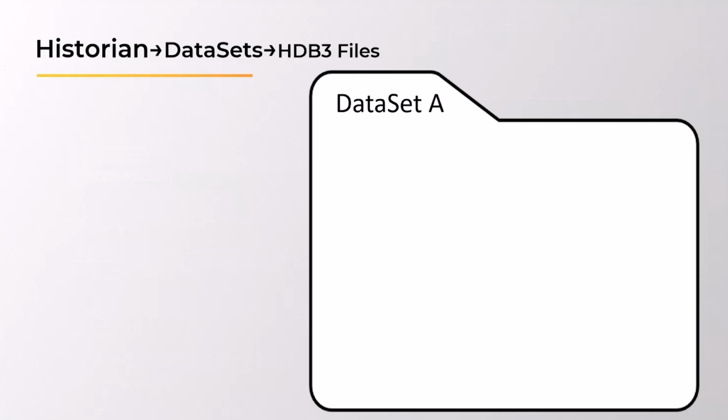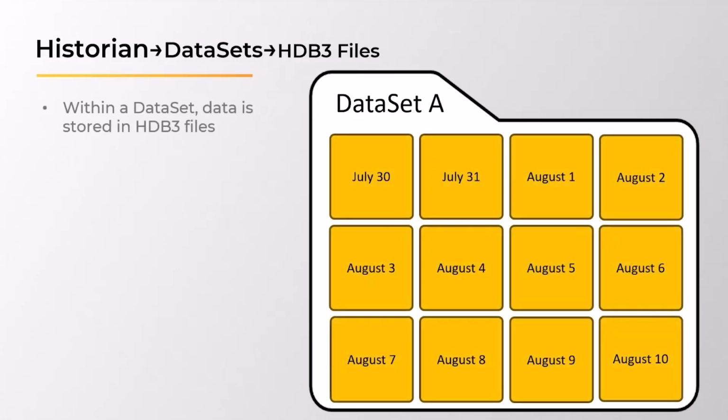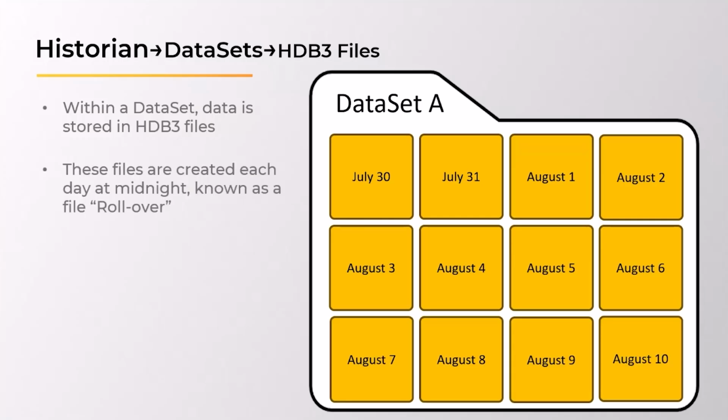Within a dataset, data is stored in files, specifically HDB3 files. By default, these are daily files that the historian creates at midnight. This is known as a file rollover, when the historian closes the current file it is writing to and creates a new one for the next day.